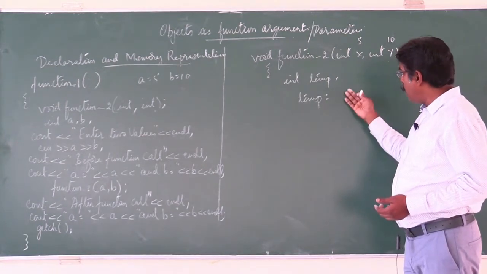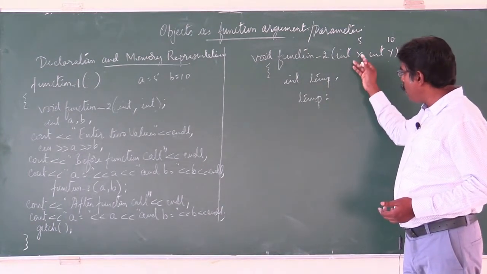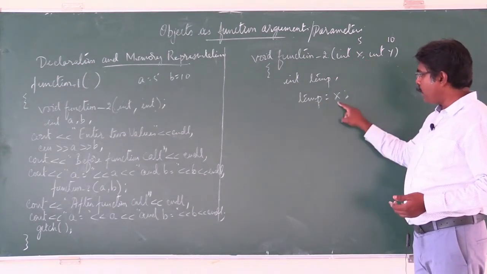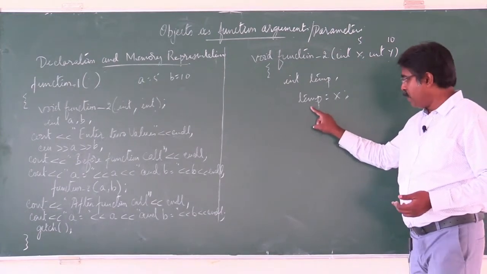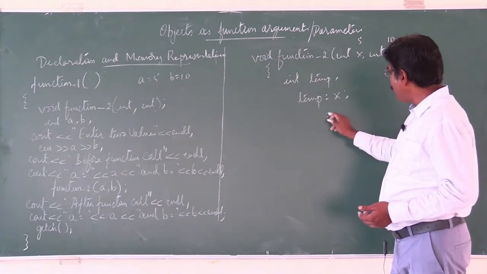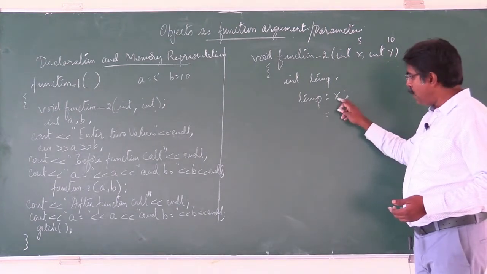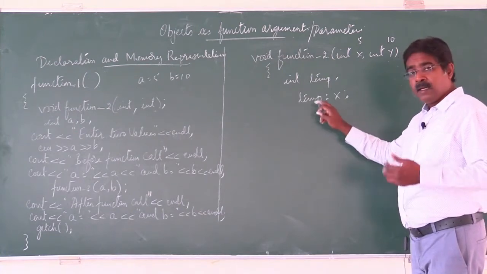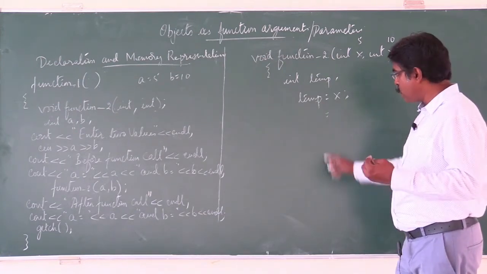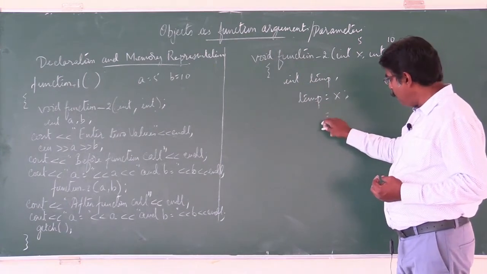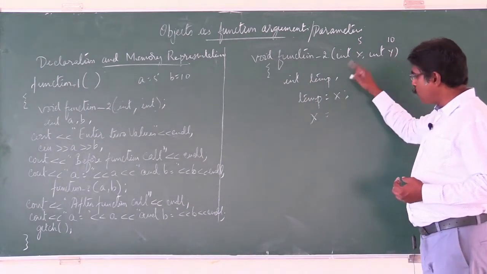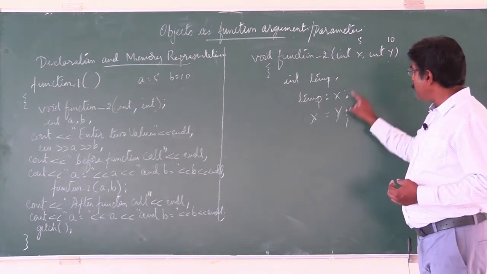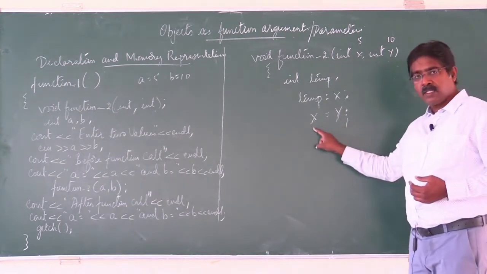Temp equals, I need to transfer one of the variables' values to temp. So I take X. X value was 5. Now we have given it to temp. Then X can take the value of Y. Since X has given its value to the temporary variable, 5 is stored in temp. Now we will give Y's value to X. X is going to take the value from Y. What is the value of Y? 10. So X is 10.